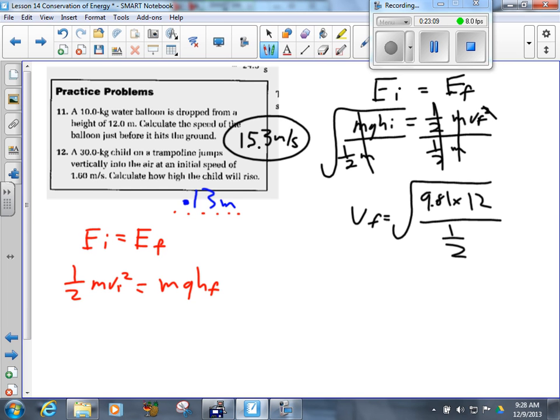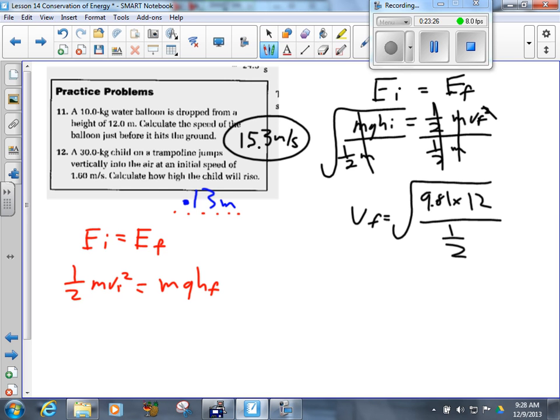How fast is the marker going at its maximum height? 0. Because it's slowing down, slowing down, coming to a stop before it begins to fall back. Always at your maximum height, your vertical speed is 0.